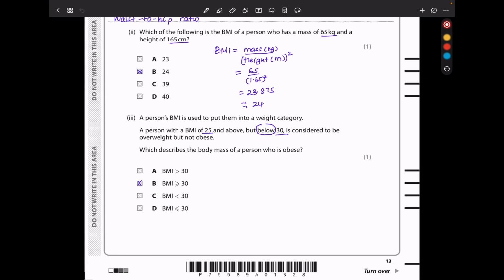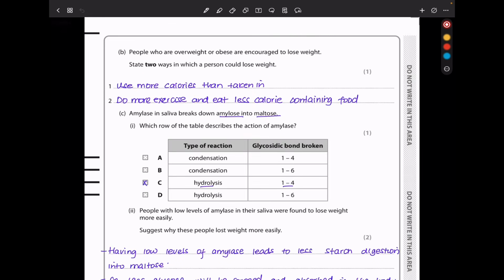The next part says a person's BMI is used to put them into a weight category. A person with a BMI of 25 and above, but below 30 is considered to be overweight, but not obese, which describes the body mass of a person who is obese. Based on this, an obese person is going to have a BMI greater or equal to 30, so the answer should be B. And in part B, people who are overweight or obese are encouraged to lose weight. State 2 ways in which a person could lose weight.